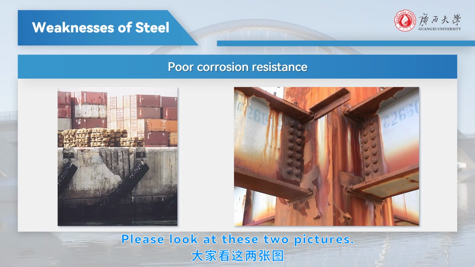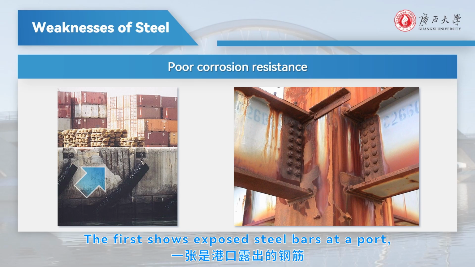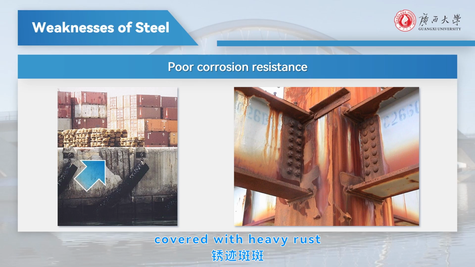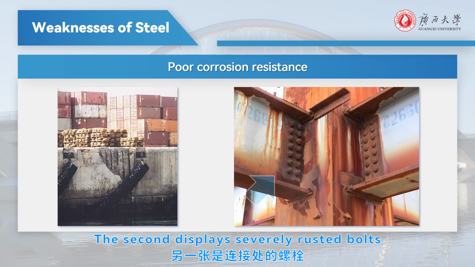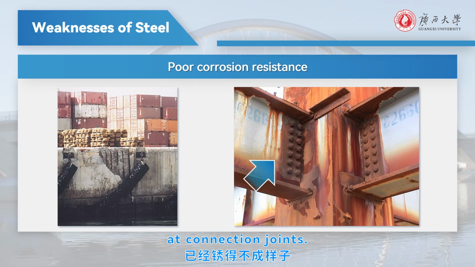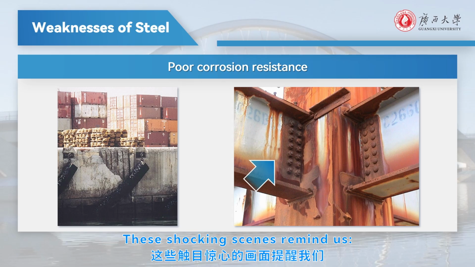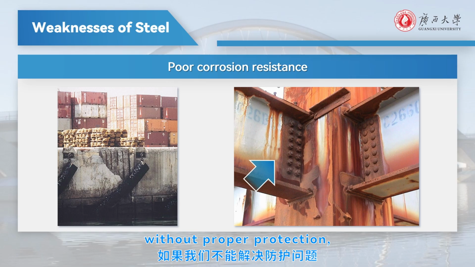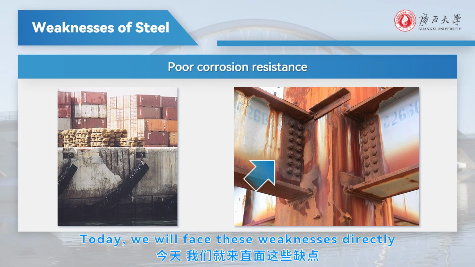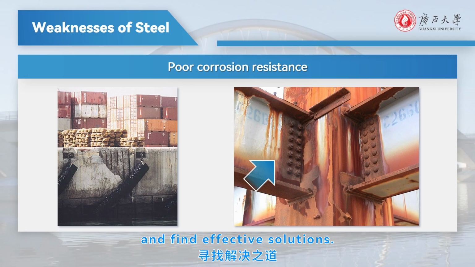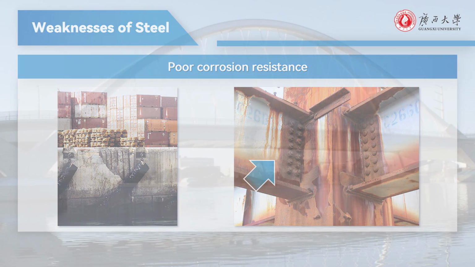Please look at these two pictures. The first shows exposed steel bars at a port, covered with heavy rust that even cracks the surrounding concrete. The second displays severely rusted bolts at connection joints. These shocking scenes remind us, without proper protection, even the best steel may lead to serious disasters. Today, we will face these weaknesses directly and find effective solutions.